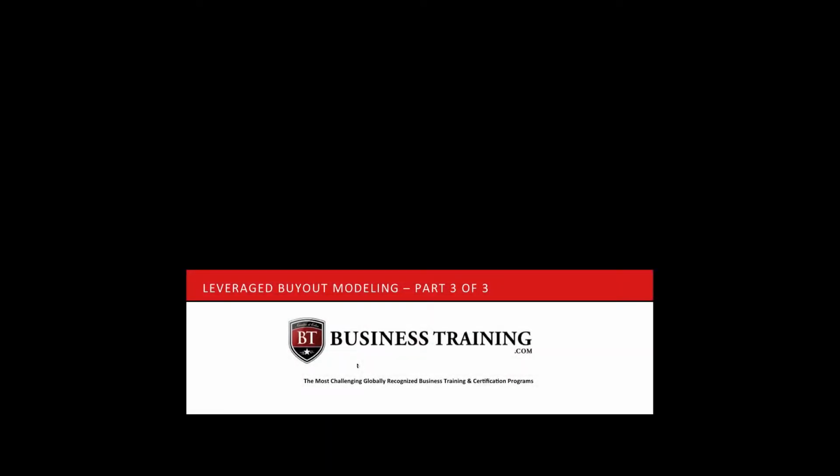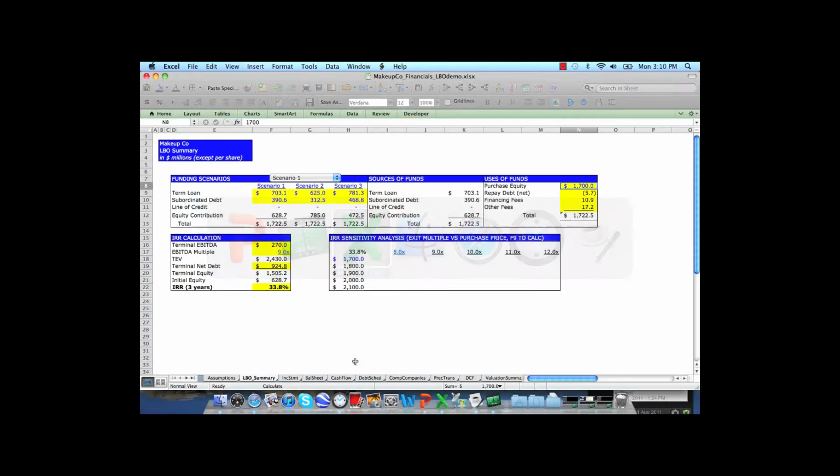And welcome to this video module on leverage buyout modeling, part 3 of 3. We're going to flip into our Excel LBO demo model and finish it out. I'm focused on the LBO summary page now, since we know that we have our model working and balanced no matter what we throw at it.